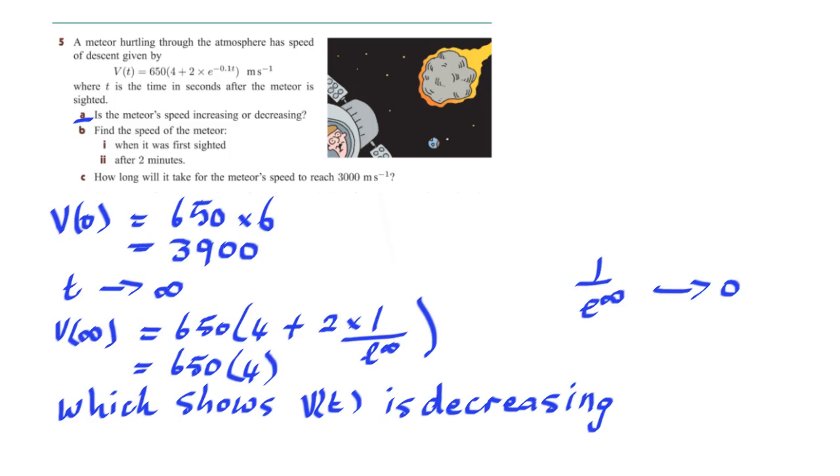Then, to consider if it's an increasing or decreasing function, consider it as t approaches infinity, and so 650 times (4 plus 2 times 1 over e to the infinity). Well, 1 over e to the infinity is approaching 0, so 2 times 0 is 0. So this shows the velocity is decreasing because we've added on less than it was travelling initially. So as this part of the function is getting smaller, we're adding on a smaller amount, therefore the whole function is decreasing.